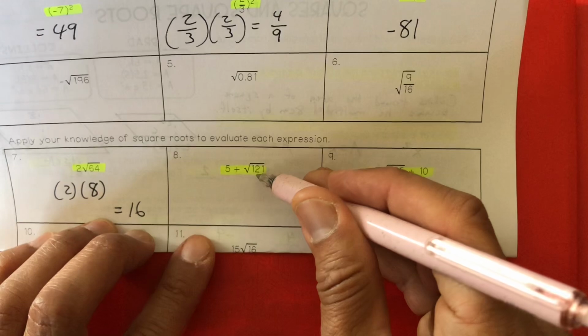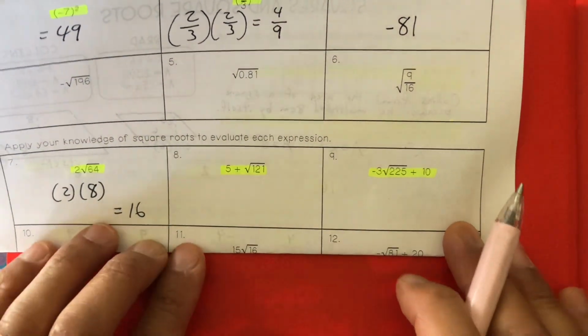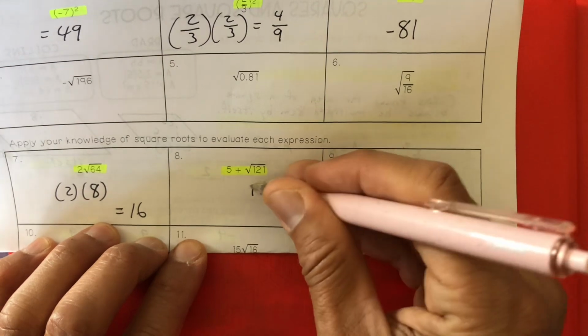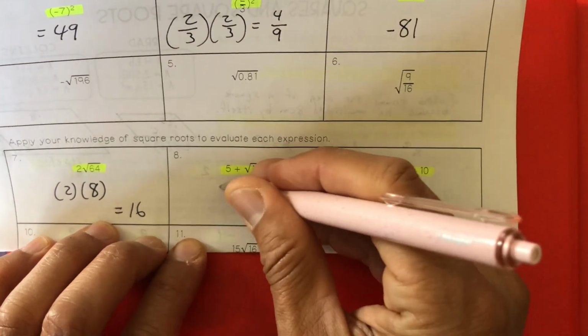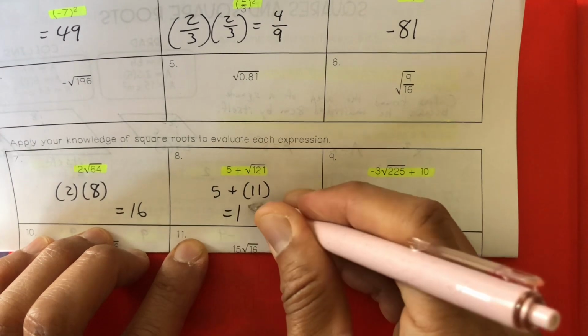Now, let's take the square root of 121. What number times itself gives us 121? That is 11. And now we have 11 plus 5. 11 plus 5 gives us, again, 16.